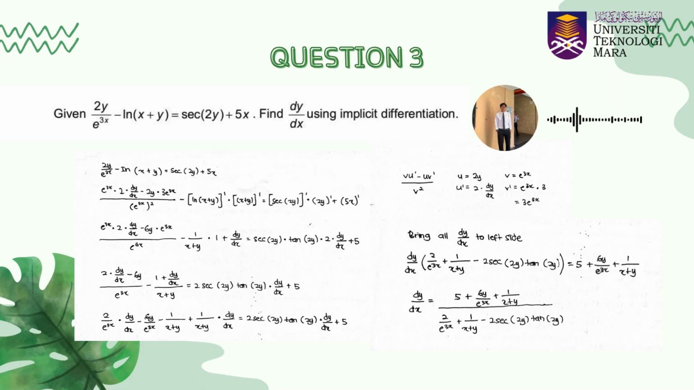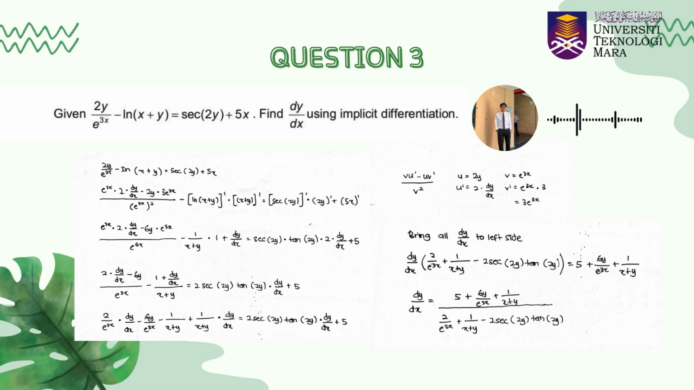For the left-hand side, the derivative of e to the power of 3x is 3e to the power of 3x. The derivative of ln(x + y) is 1 over (x + y) times (1 + dy/dx), using the chain rule. For the right-hand side, the derivative of sec²y is 2 sec y tan y dy/dx, again using the chain rule. The derivative of 5x is simply 5.